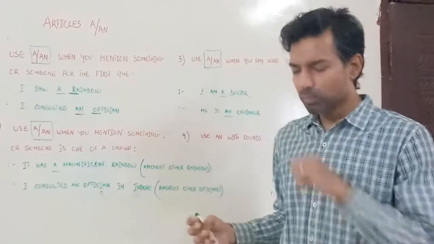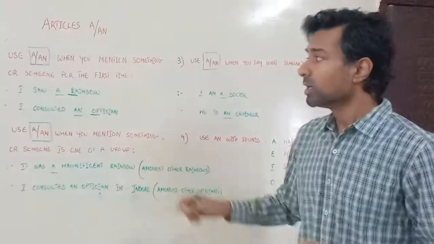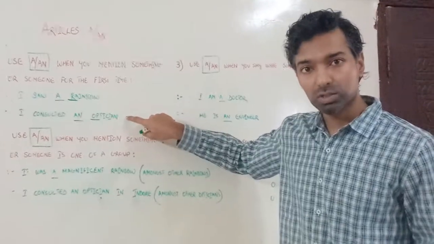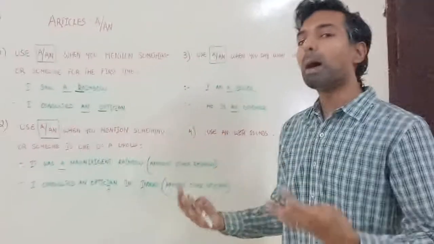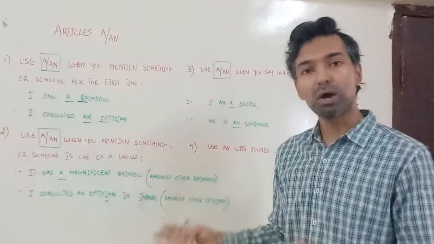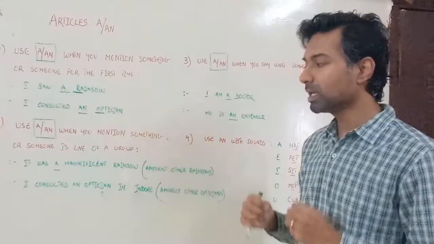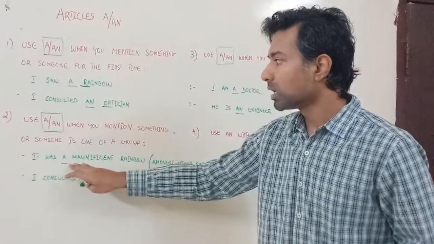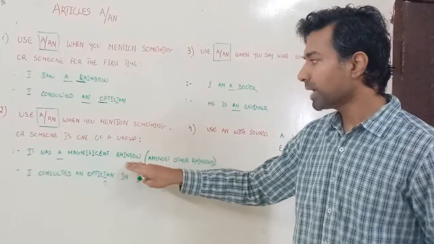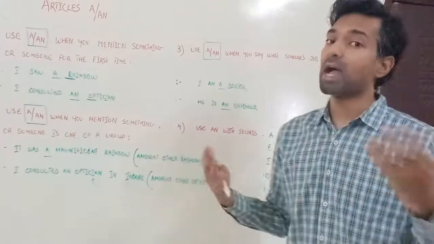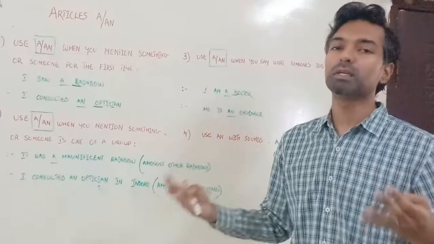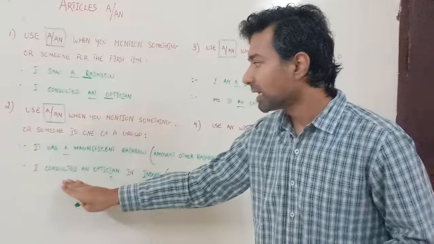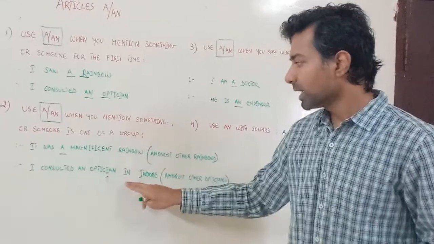Logically, what is one of a group? As I say rainbow, as I say optician, I am talking amongst those specific nouns. So if I had to express something amongst those specific nouns, I would say it was a magnificent rainbow amongst other rainbows, if I have ever seen. So that's why I am evaluating it as the most. Next, I consulted an optician in Indore.